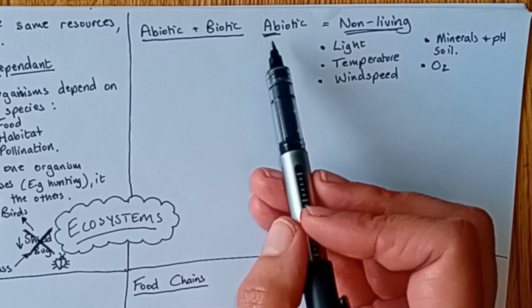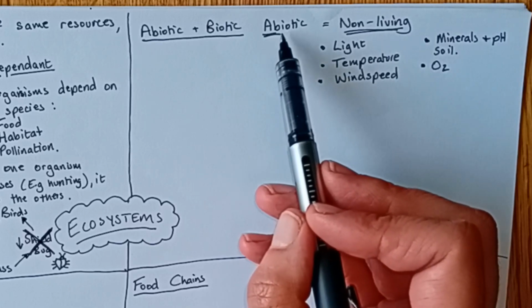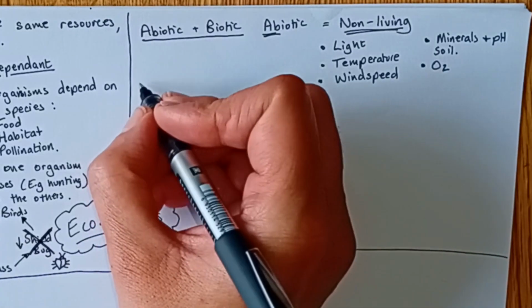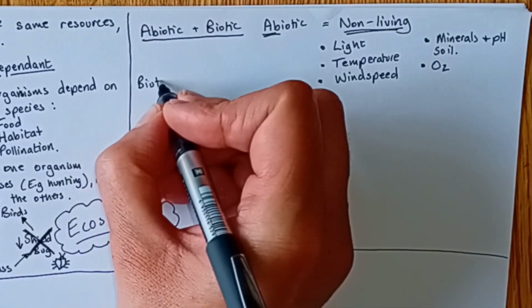So abiotic means the opposite of biotic. Biotic means living. Abiotic, therefore, means non-living. Let's have a look then at some of the biotic factors.